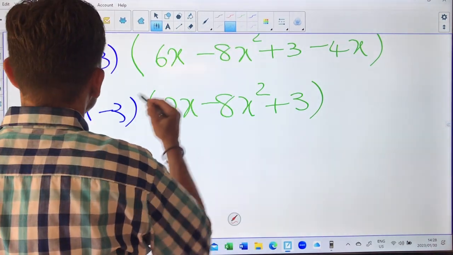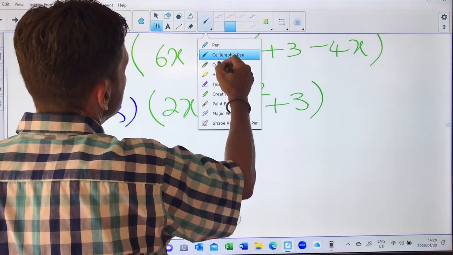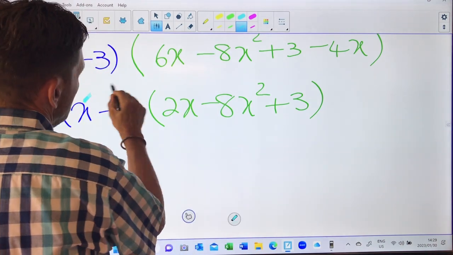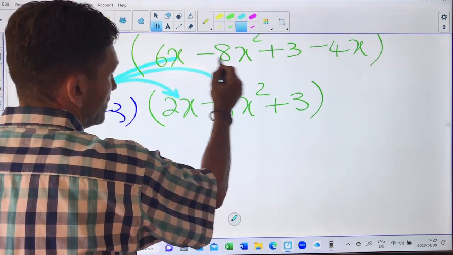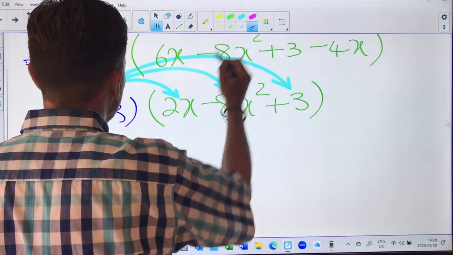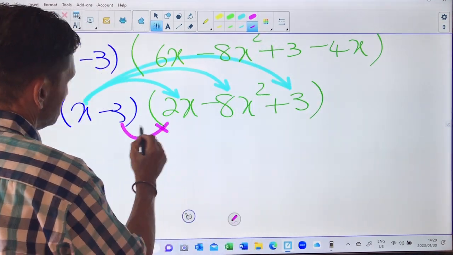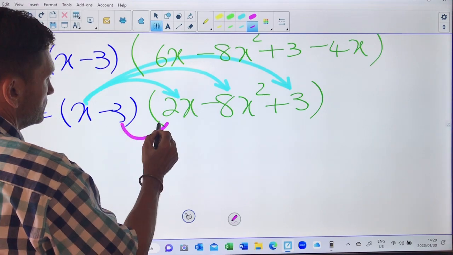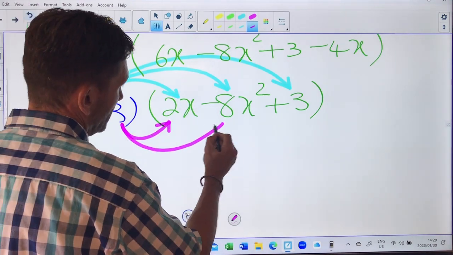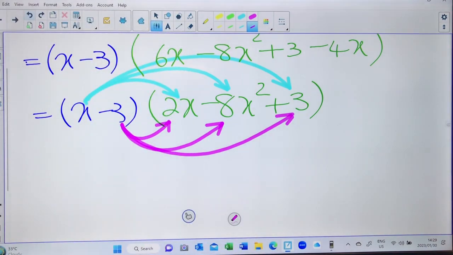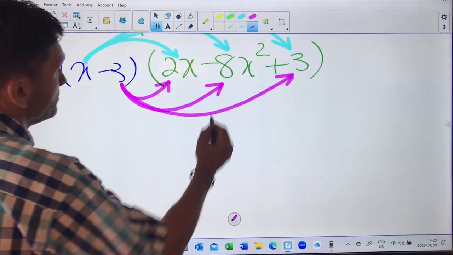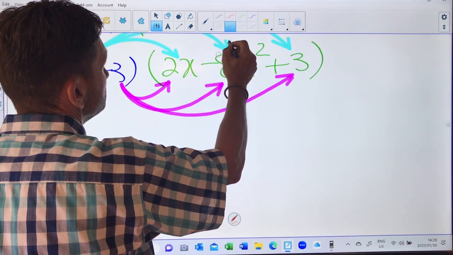Keep in mind that you have to multiply this to each one on the inside. We just go with this. So I have to multiply it there, I have to multiply it there, and I have to multiply it there. Then the same applies to this one. I have to multiply it there, there, and there. So only now the front bracket is involved here.